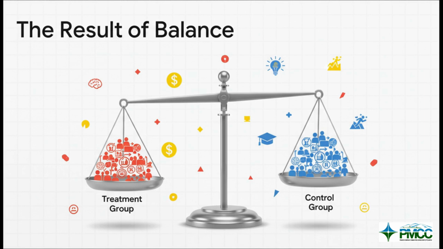Those tricky, unobservable traits like someone's personal motivation or their natural ability or how much risk they're willing to take. And that means the control group becomes our perfect counterfactual. It tells us exactly what would have happened to our treatment group if they'd never gotten the program at all.